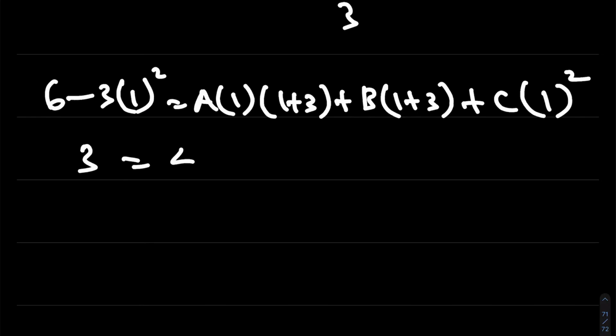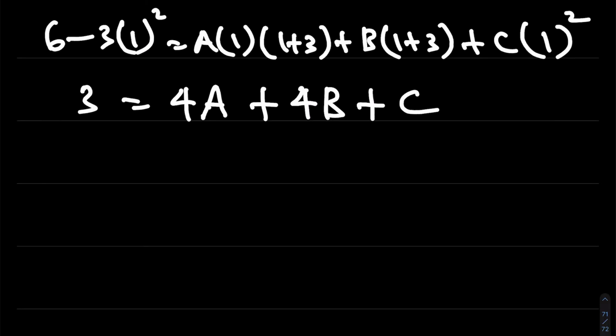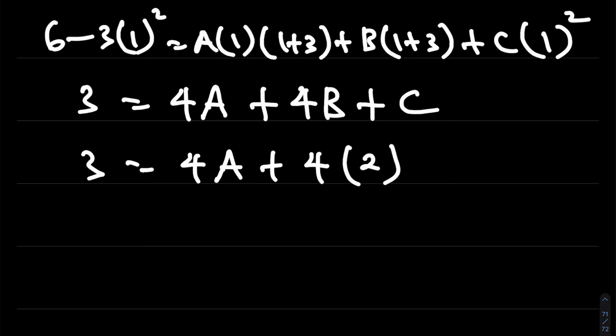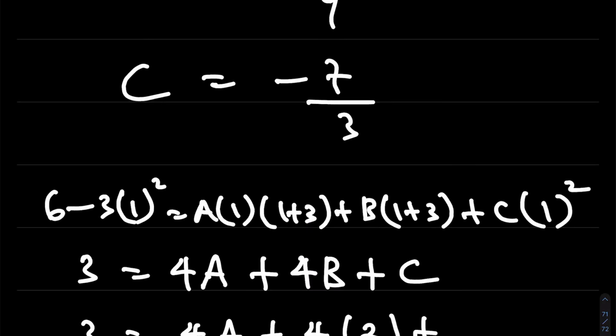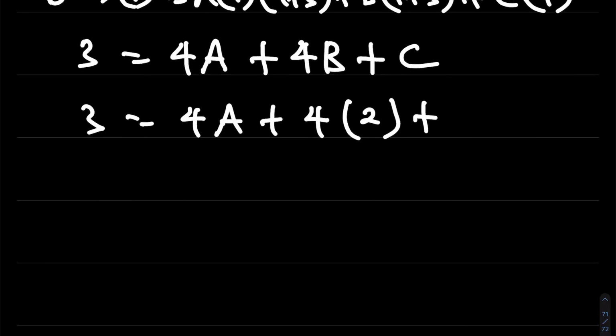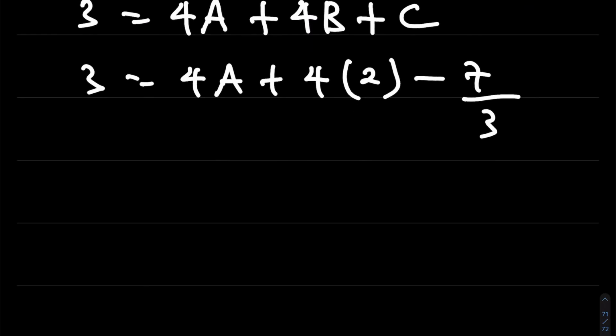3 equals 4a plus, 1 plus 3 is 4. A times 1 is a, a times 4, 4a, plus 4b plus c. That simply means 3 equals 4a plus 4b. b is 2, that's 4 times 2 plus c, which is minus 7 over 3. That's simply plus times minus is minus, that's the same as minus 7 all over 3.